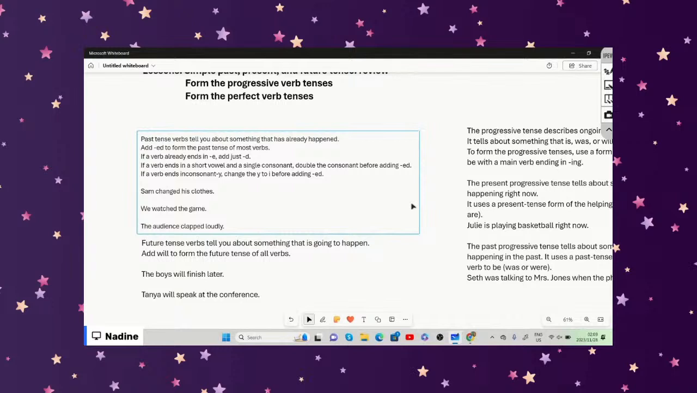But if your verb already ends in an E, then all you do is add a D. You don't add another E on top of it. You don't add ED, you just add a D to show the past tense verb. We call these regular past tense verbs, where we add an ED or a D to form the verb in the past tense.